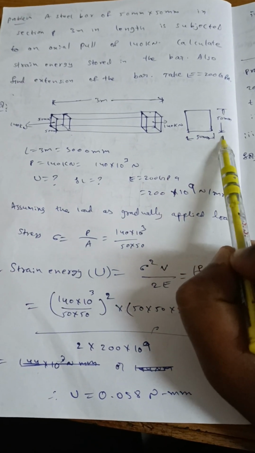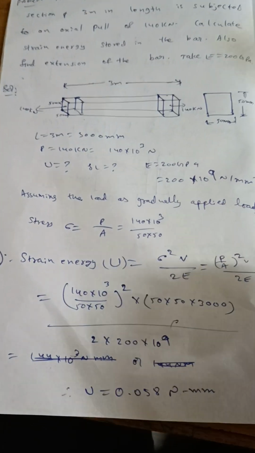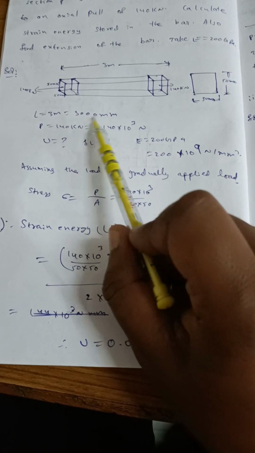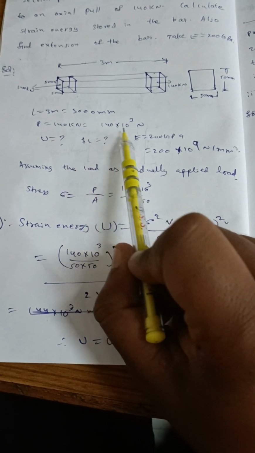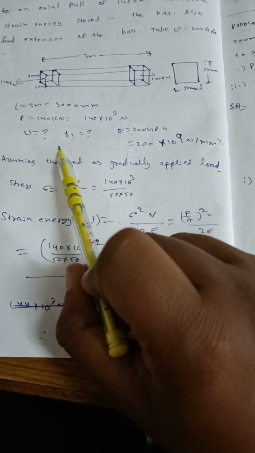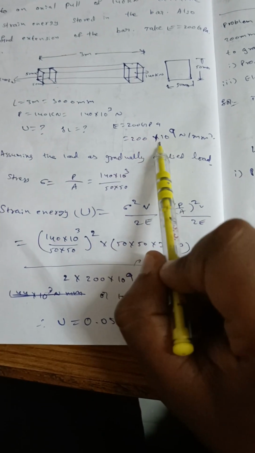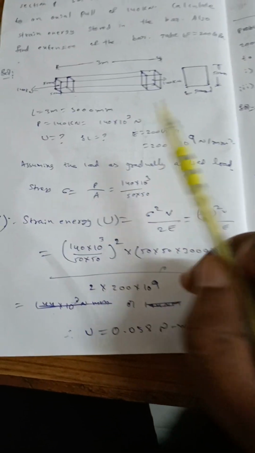This is the dimensions. Now L is given as 3 meters, so 3000 mm. P is 140 kilonewton or 140 into 10 cube newton. We need to find U and delta L. E is given as 200 gigapascal, 200 into 10 power 9 newton per mm square.